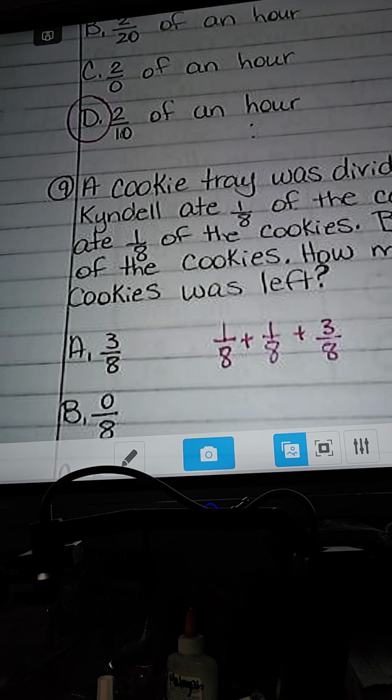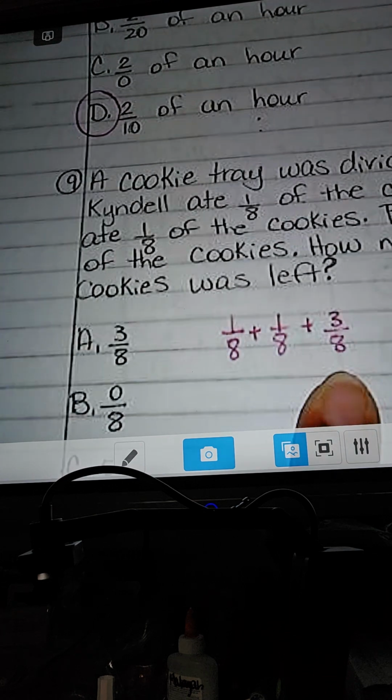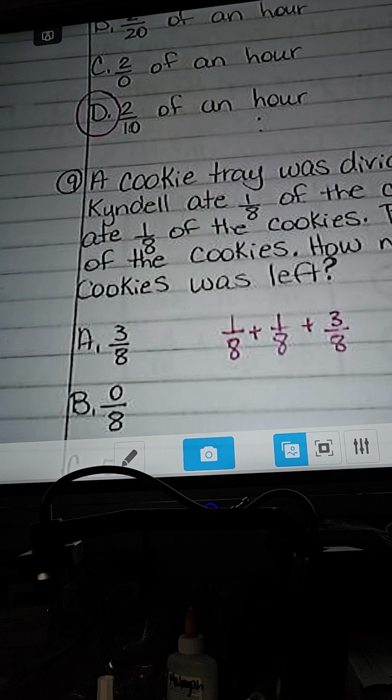So why did you say subtract? What were you thinking you were supposed to do? I just want to see what you were thinking. I was thinking, since it said a cookie tray was divided into 8s, let's subtract 1/8 from 8/8s, and then subtract again. You could do it like that. I didn't even think of it like that, but you can do it like that. But you have to know that the best way probably is to add first and then subtract, okay?